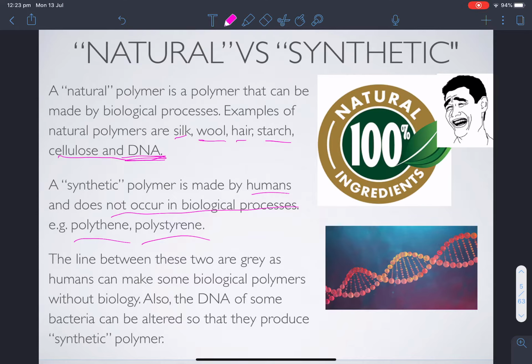There's a bit of a grey area between the two. We as humans can now manufacture DNA, and cellulose, and those natural polymers. And I like this one as well, we can alter the DNA of bacteria so they can produce synthetic polymers. Naturally the bacteria make them, but we change the nature to make what we want. And we could call those synthetic. So there's a grey area. Okay.